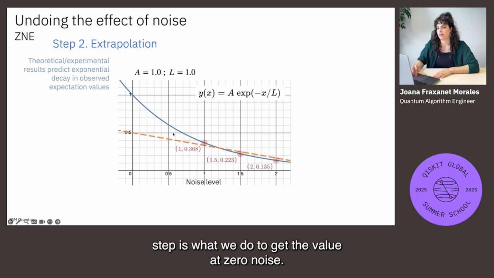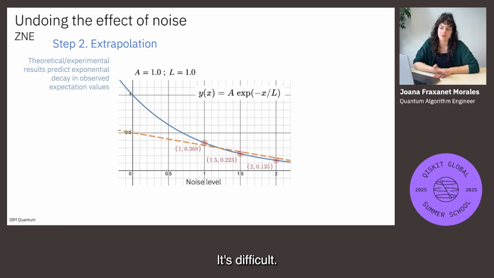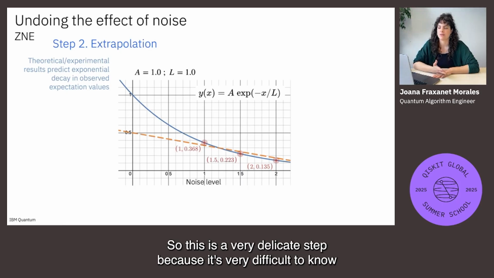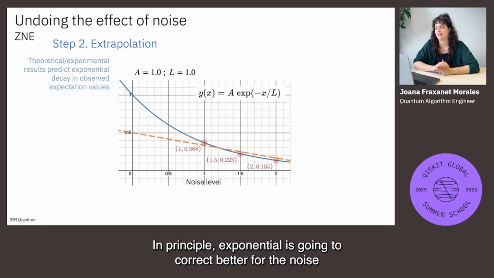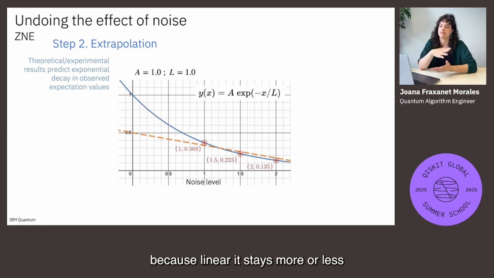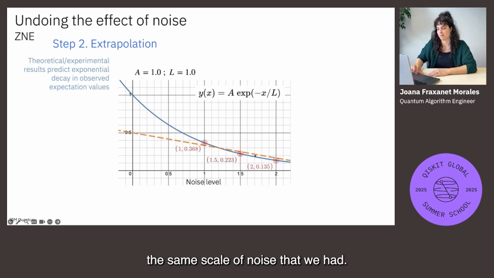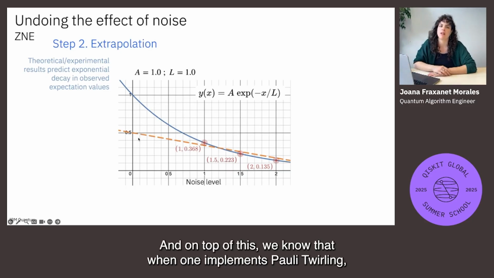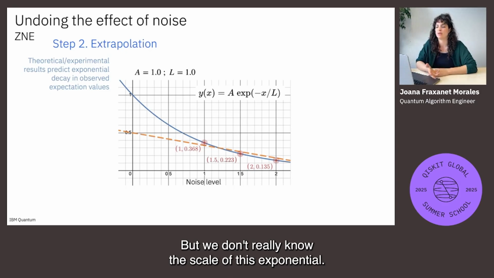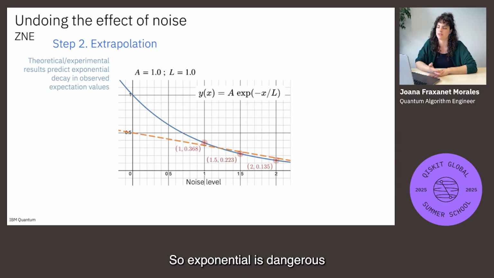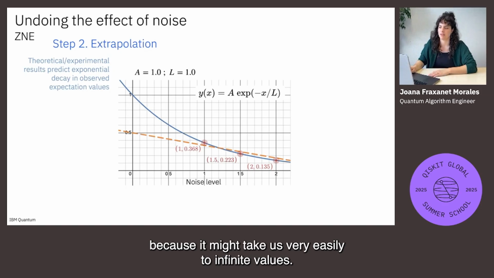The extrapolation step is what we do to get the value at zero noise. It's a very delicate step because it's very difficult to know what kind of extrapolation we want to perform, if we want something linear or exponential. In principle, exponential is going to correct better for the noise, because with linear, it stays more or less the same scale of noise that we had. And on top of this, we know that when one implements Pauli twirling, we're going to have Pauli noise and the expectation values will decay to zero in an exponential way, but we don't really know the scale of this exponential. So exponential is dangerous because it might take us very easily to infinite values.